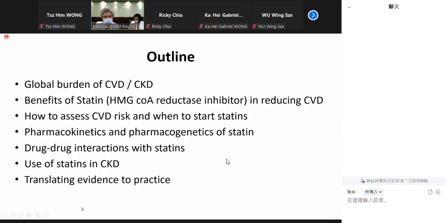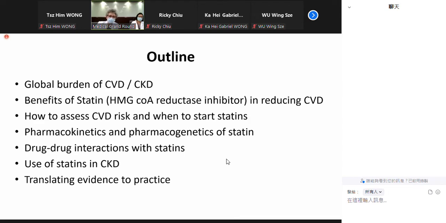So to participate, okay. So over the next hour, let's talk about a few topics. Firstly, really reinforcing the global burden of cardiovascular disease and chronic kidney disease and the benefits of statin, which is HMG-CoA reductase inhibitors in reducing CVD. And how do we actually assess CVD risk and when do we start statins? We'll also talk about the pharmacokinetics and also pharmacogenetics of statin and some of the drug-drug interactions with statins and the use of statins, particularly in the context of CKD.